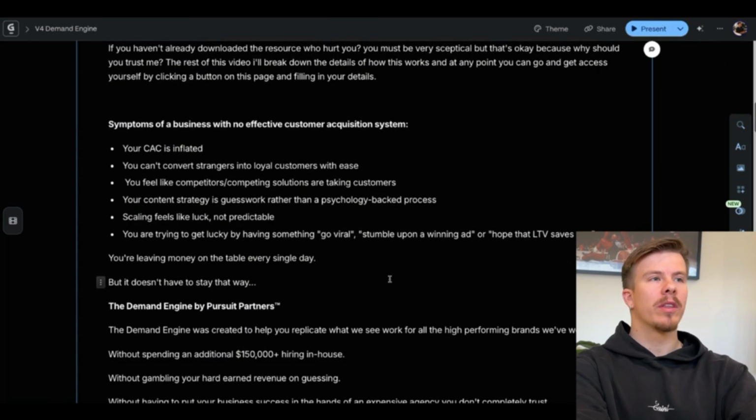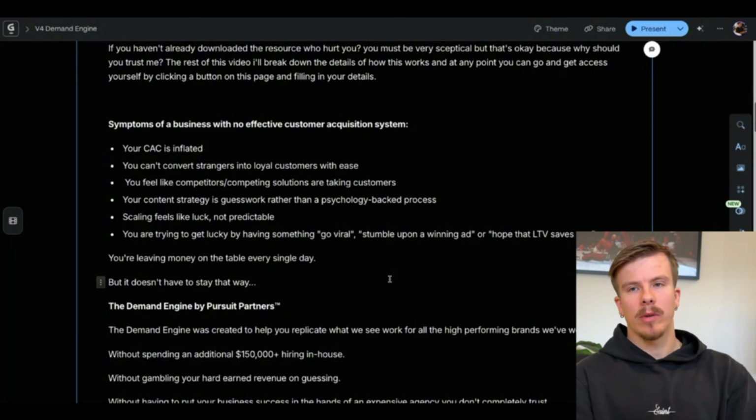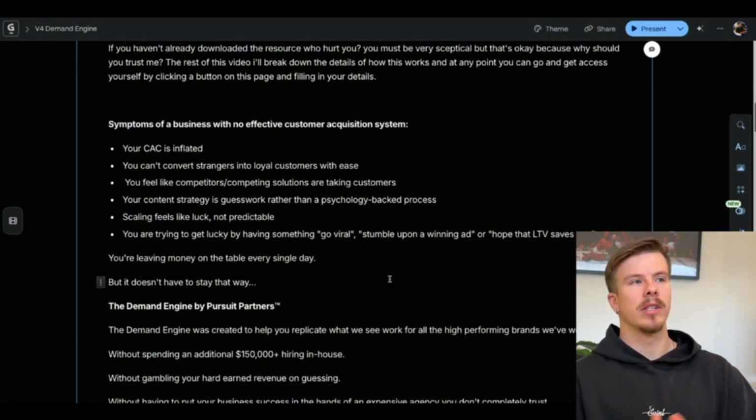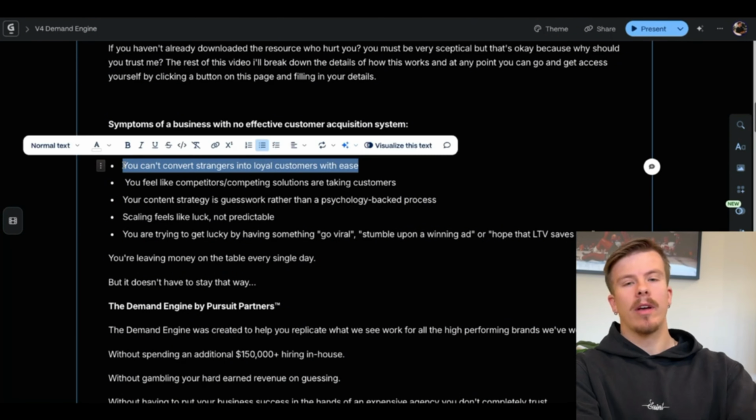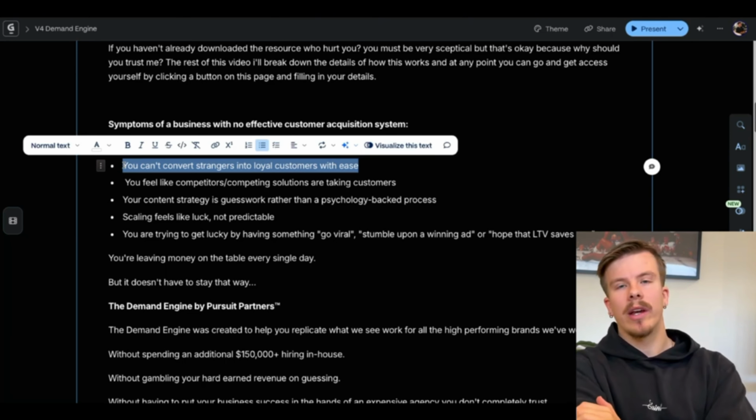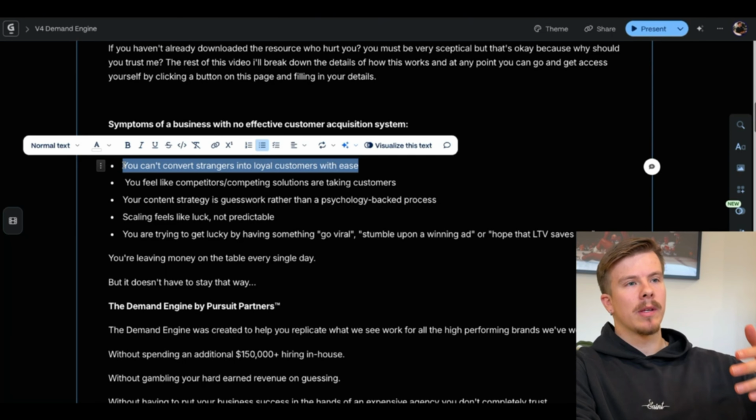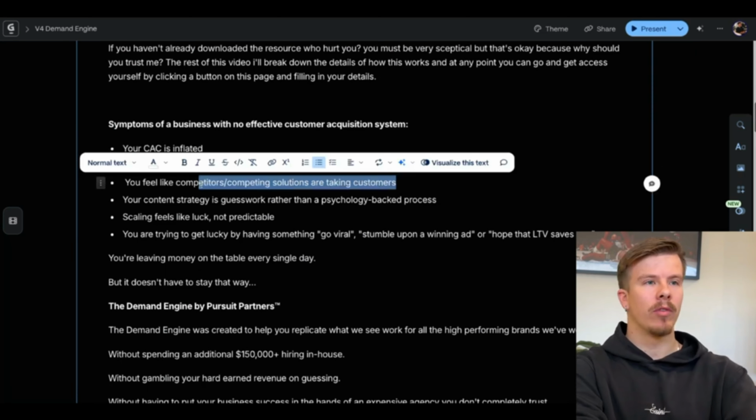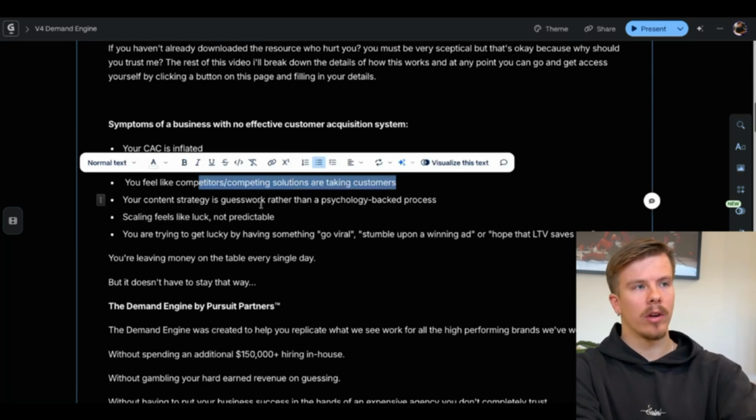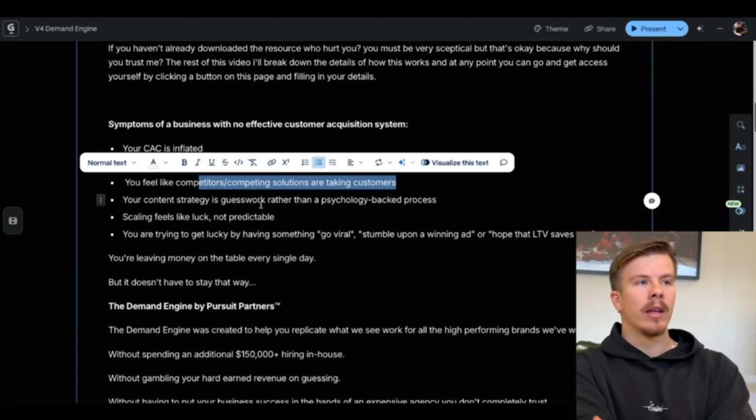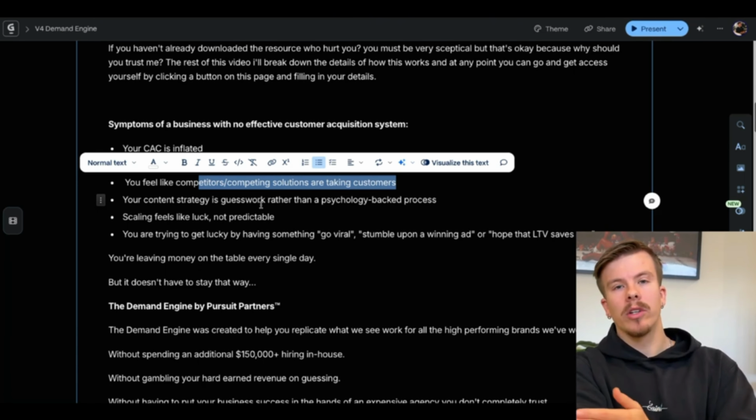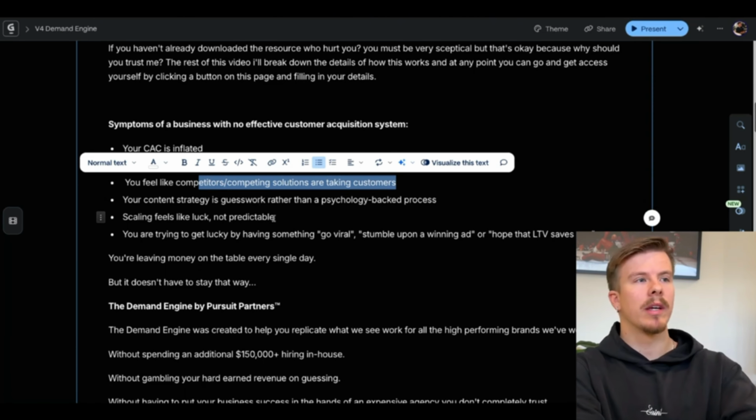So, what are the symptoms of a business with no efficient customer acquisition system, without having this process dialed in? Pretty simple: your CAC's inflated, and you can't convert cold traffic or strangers on the internet into loyal customers at volume with ease. You feel like competitors or competing solutions are taking a lot of your customers. Your content strategy, whether that's advertising or organic, is guesswork rather than a psychology-backed process. That's what we want to fix here.